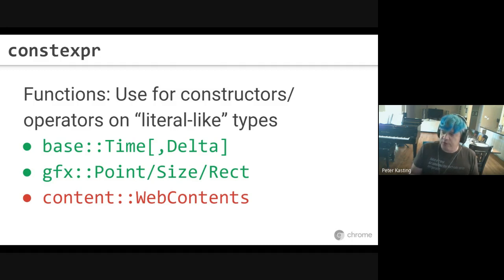It's very easy to blow up your code size by having too much stuff be constexpr, and I've done it. There are some things on time delta that are not constexpr for precisely this reason. So the real answer is go find your literal-like types, go find the constructors and operators, make them constexpr, and then run a binary size comparison and make sure you didn't just blow out the world.